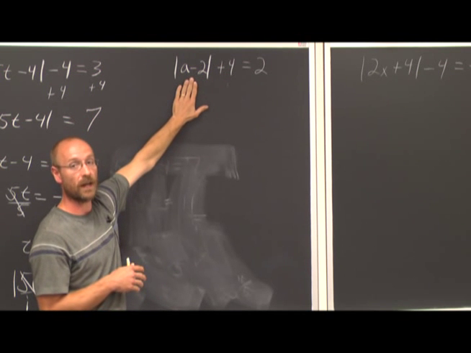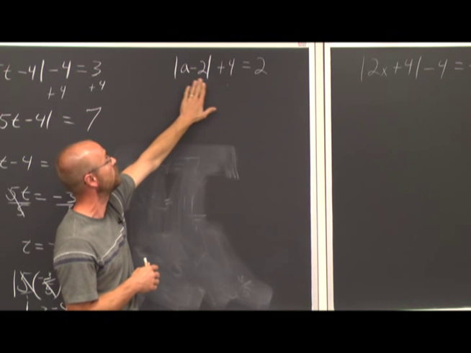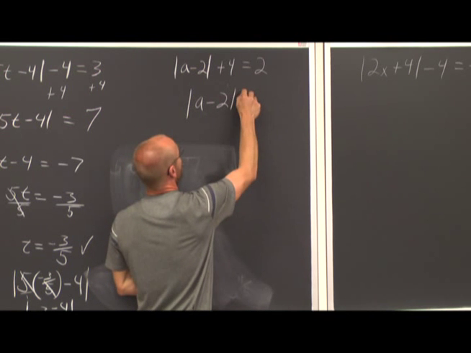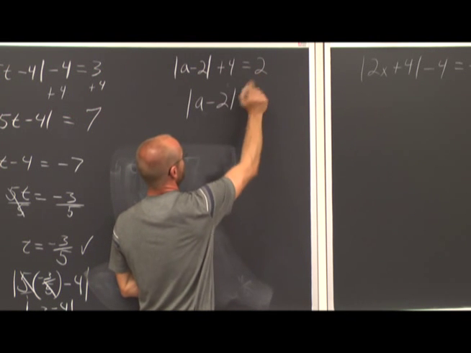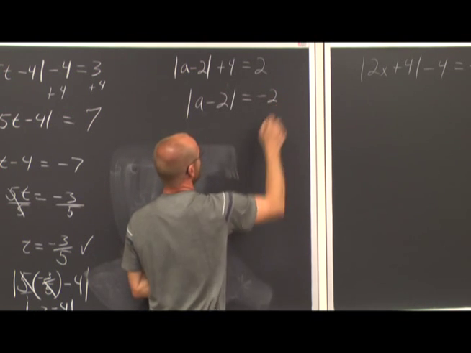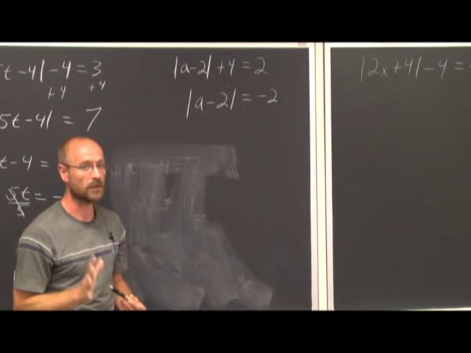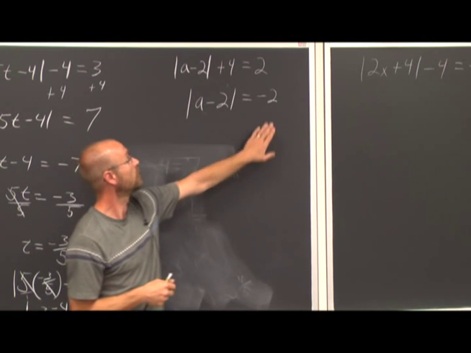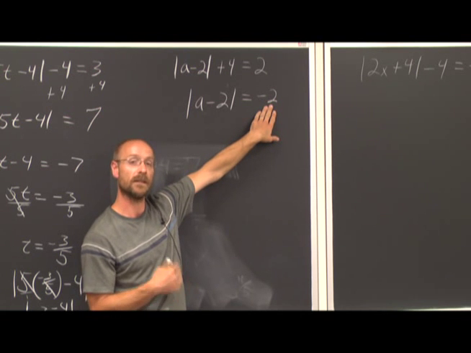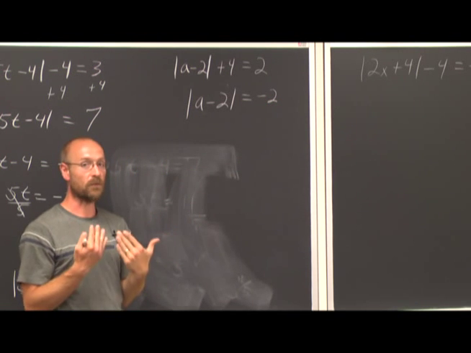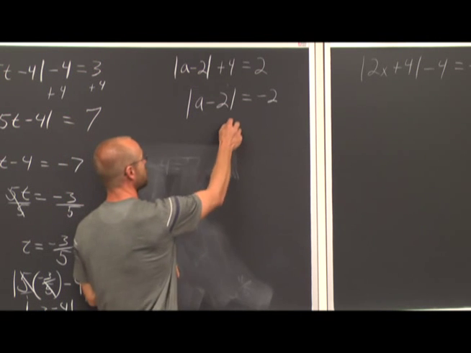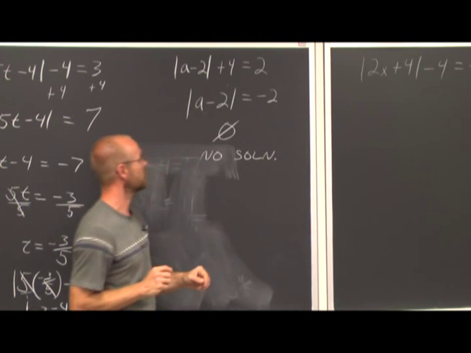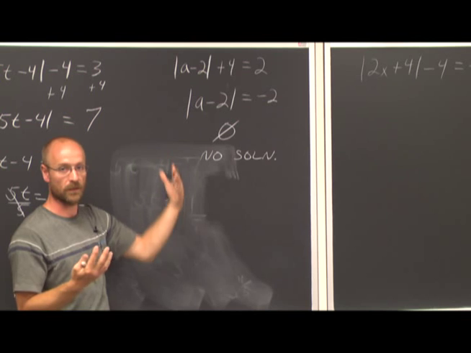My goal is to first isolate the absolute value, get this by itself, and I can do that by subtracting 4. Well, if I subtract 4 here, I also subtract 4 there. 2 minus 4 is negative 2. Now, here's an important concept. We defined absolute values to be a distance from 0. Can we have negative distances? Negative distances don't make sense. If I recognize that, I can stop right here and say the answer is no solution. And I'm just going to abbreviate there. So no solution or the null set, either one's appropriate.